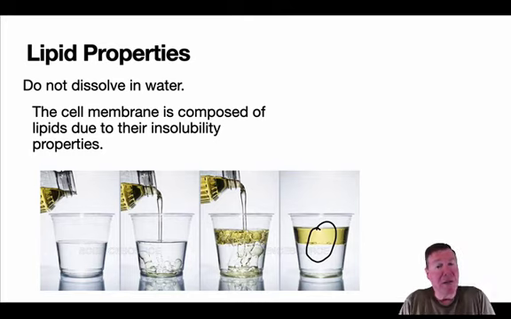I'm not talking about why oil floats on water. That's density. The oil has less mass per milliliter than water does, so it floats on top. I'm talking about why it doesn't mix. Because lipids do not dissolve in water, and it has to do with that hydrocarbon chain.